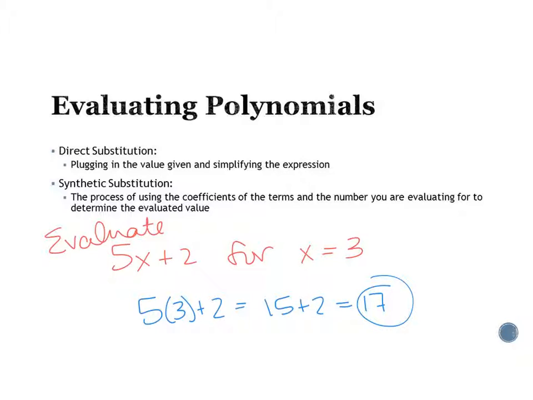That's direct substitution. The other one is synthetic substitution, and I'm going to wait to show you in class, but it's a process of using the coefficients of terms and the numbers you're evaluating to determine the evaluated value. So what that means is really all of this just depends on your coefficients. So we can kind of eliminate the x part, and it's just a different way of looking at it. So I will show you that in class. Right now just have that example written down and the difference between direct and synthetic.